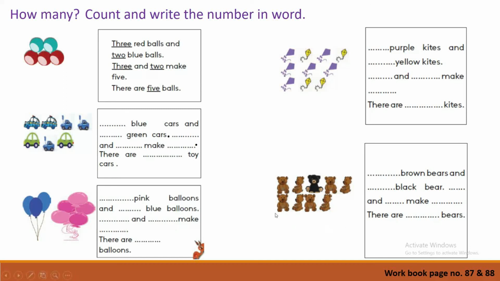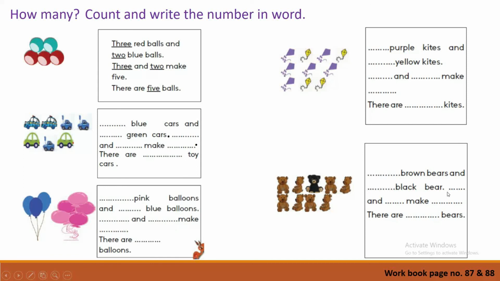Last picture. Who are there? There are some teddy bears. What are their colors? Brown and black. First, shall we count brown bears? Yes, brown bears. How many brown bears? 1, 2, 3, 4, 5, 6, 7, 8. Well done. 8. Now we have to write the word on the space. 8 brown bears and black bear. How many? Yes, only 1. Then you have to write 1.